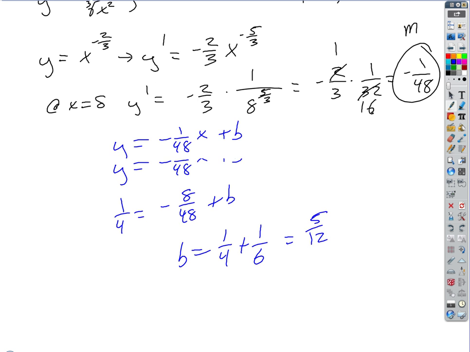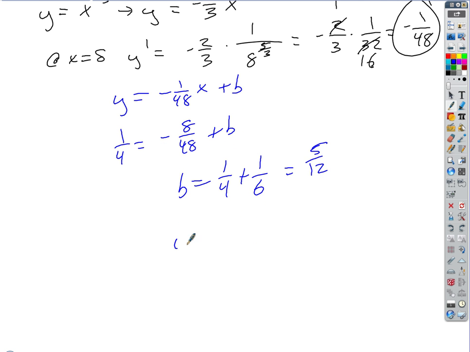So what's our equation then? y equals negative 1/48 x plus 5/12. Okay, make sense? I think you're probably pretty good. I think we're good to go.